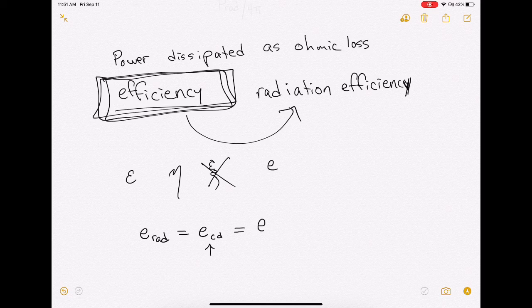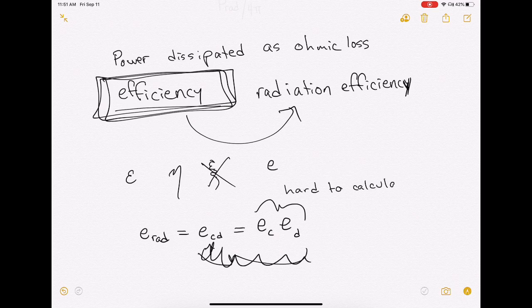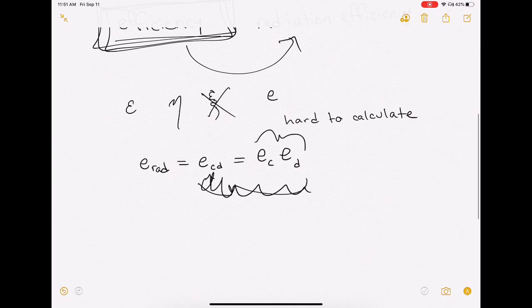And you can break that down even further, so you have conductor losses separately and dielectric losses separately, so you have two different efficiencies here. However, and this is what your book does, however, these conductor and dielectric efficiencies are really hard to calculate and to isolate from each other. Well, this one, the radiation efficiency, is easy both to calculate and to measure.